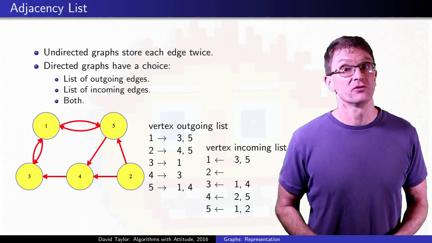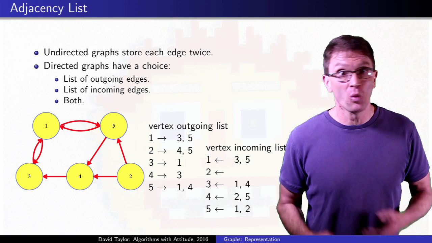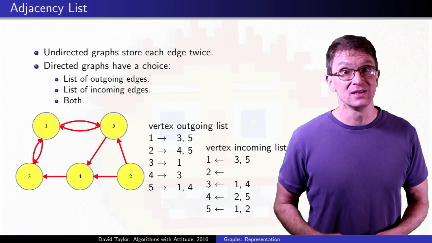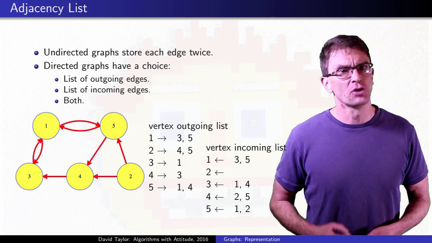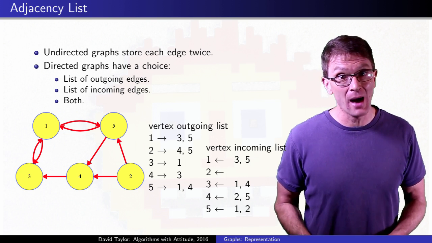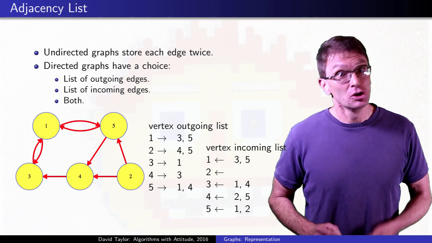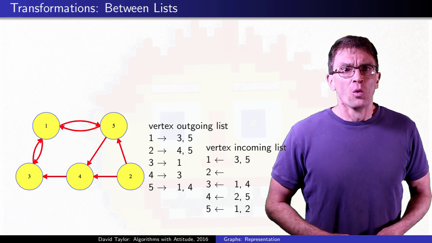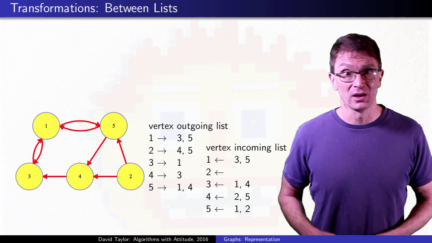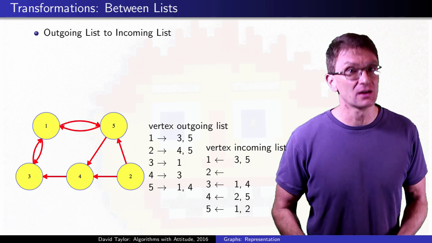Those are two different ways of storing the same graph, and you pick one depending on how you're going to need to access your data. Storing outgoing edges is more common. For some problems, you might want both lists. What if you're given the data as an outgoing adjacency list, but you want the incoming list?